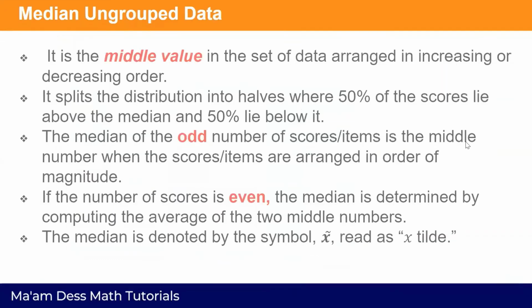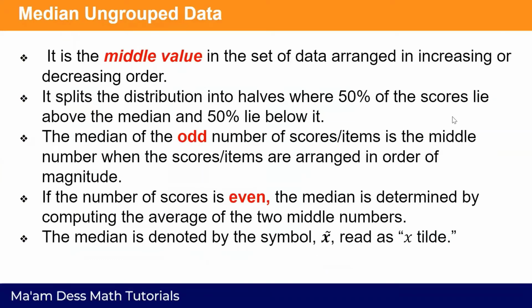Next, let us have the median of ungrouped data. It is the middle value in the set of data arranged in increasing or decreasing order. So again, median is the middle value. It splits the distribution into halves where 50% of the scores lie above the median and 50% lie below it.